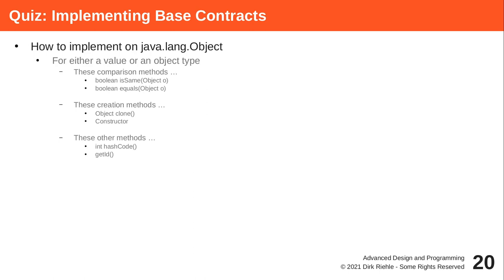So here's another little quiz on how to implement basic functions. What's the meaning of these basic functions for value versus object types? Think about it: isSame, that's identity; equals, that's equality; clone is making a copy, but how deep? Constructors, should they be available? And what about those pesky IDs or no IDs? Give it a second, take a break, think about it, hit stop now, and come back in a few moments.